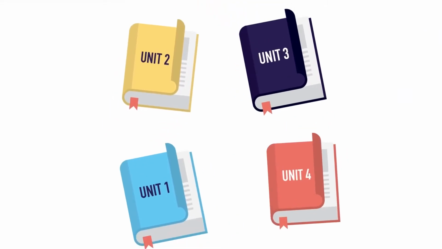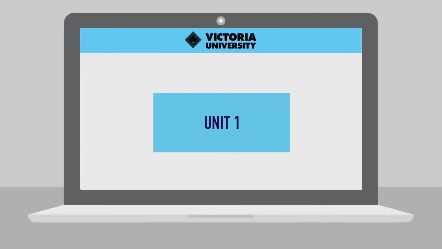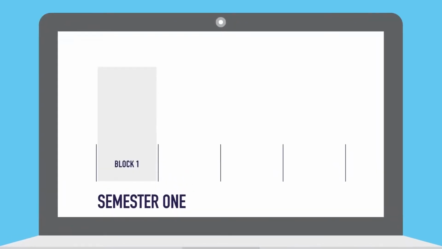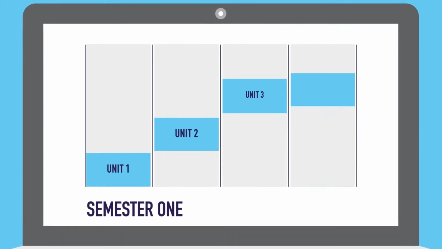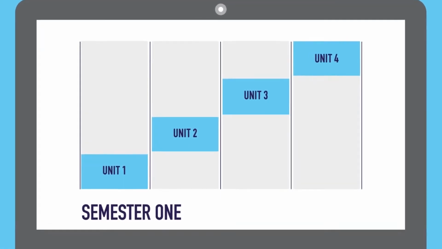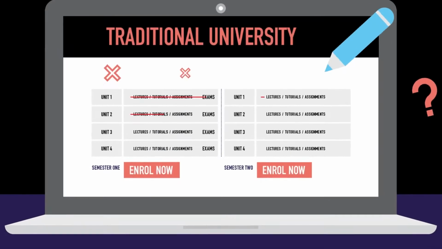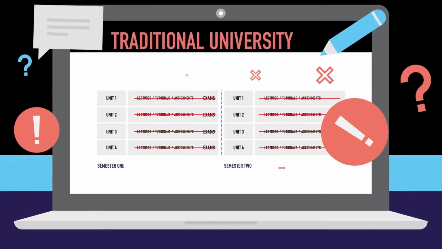Traditionally, you'd juggle the demands and deadlines of 4 units at once. Instead, the VU block model has you focus on 1 unit at a time. Each semester will be broken into 4 blocks, which run for 4 weeks. You focus on 1 unit in each block, completing all your assessments before moving on to the next. So instead of this, the VU block model looks like this.